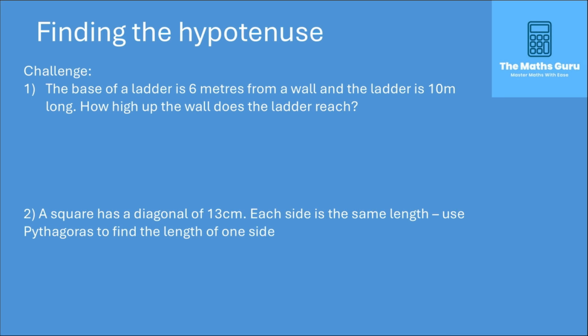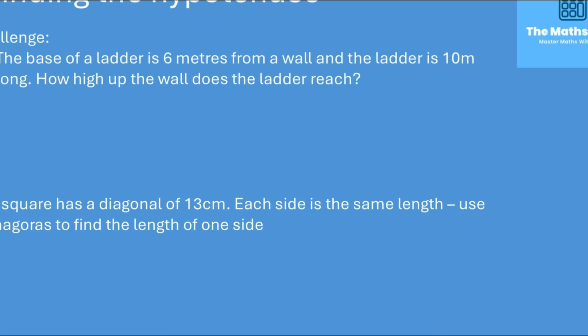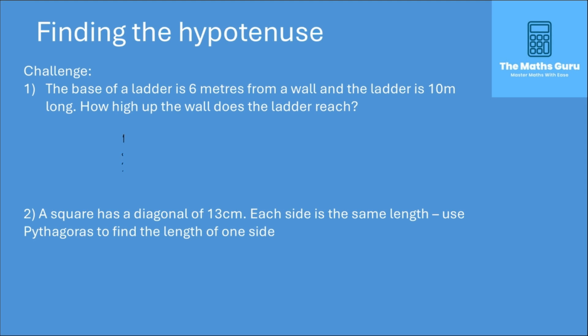So the base of a ladder is 6 meters from a wall. So let's draw our wall. We'll call this our wall here. The base of a ladder is 6 meters from the wall, and the ladder is 10 meters long. How high up the wall does the ladder reach? And hopefully you guys can see how we formed our right angle triangle.